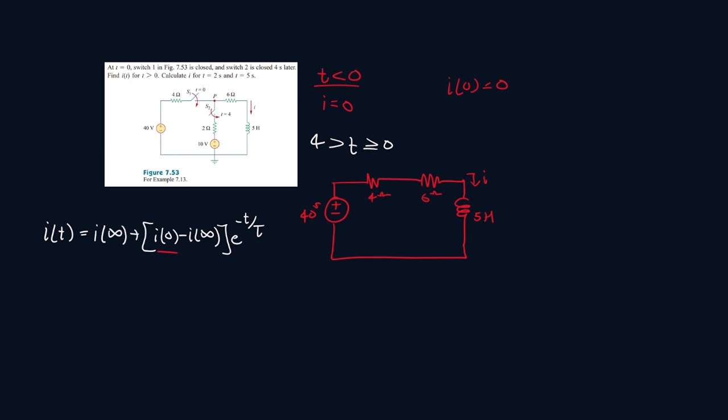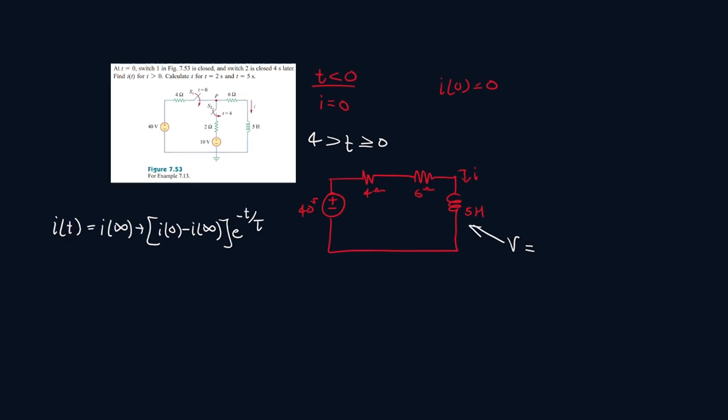We already know what i(0) is. It's 0. We need to find what i(infinity) is. So let's try and find the voltage at this inductor. It's going to be equal to the inductance times the change in current over the change in time.